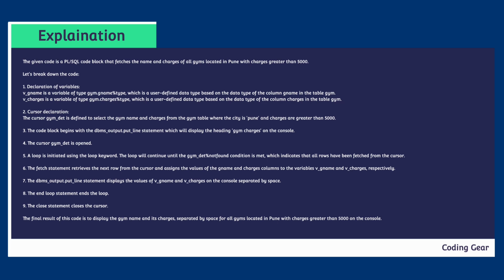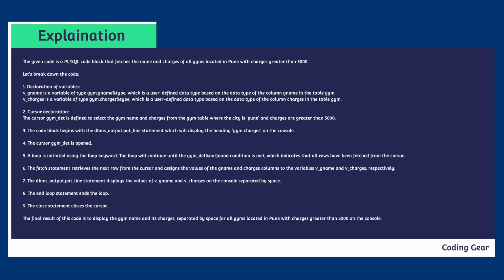The loop will continue until the gym_det%notfound condition is met, which indicates that all rows have been fetched from the cursor. 6. The fetch statement retrieves the next row from the cursor and assigns the values of the name and charges columns to the variables v_name and v_charges, respectively.